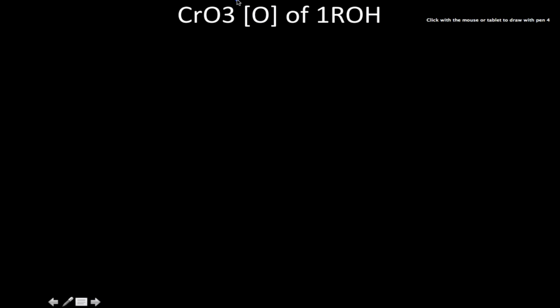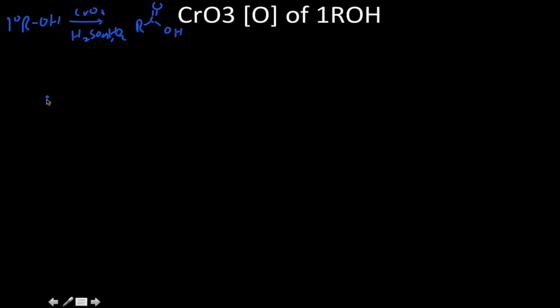So primary alcohols, and just putting this up here, we're going from a primary ROH, with H2SO4 and H2O. We're going to oxidize this down to a carboxylic acid. So we're going to get a carboxylic acid out of this reaction. I'll redraw everything, OH there. So let's start off drawing the primary alcohol.